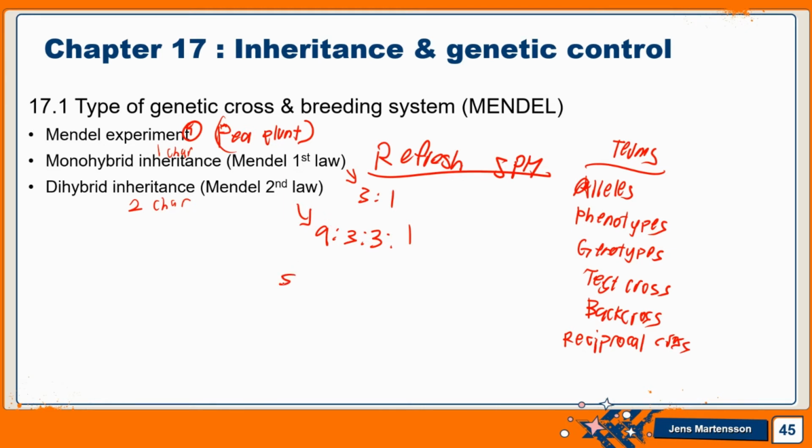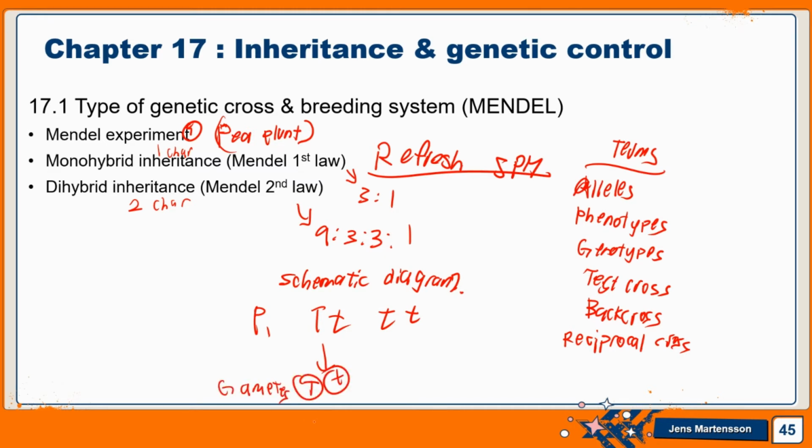And also the schematic diagram. You have to learn how to draw the schematic diagram. Also, one schematic diagram will come out. Remember, like this, right? This is a P1 that undergoes meiosis. Then it will give you gametes. Then they undergo fertilization, and you will get the F1, the first generation, like this, right? Like this. You all have to refresh back.